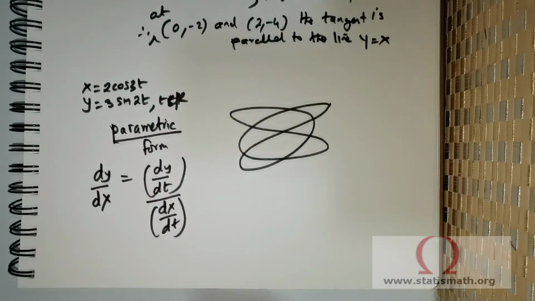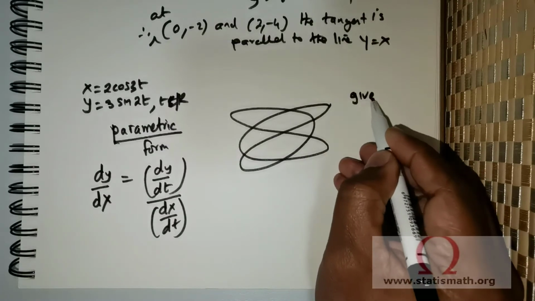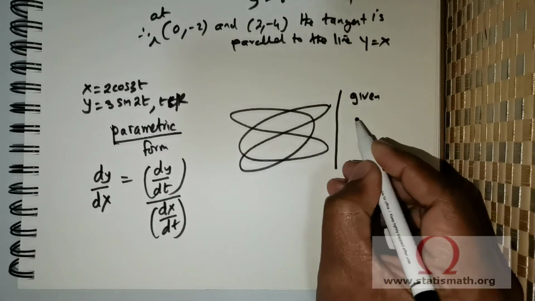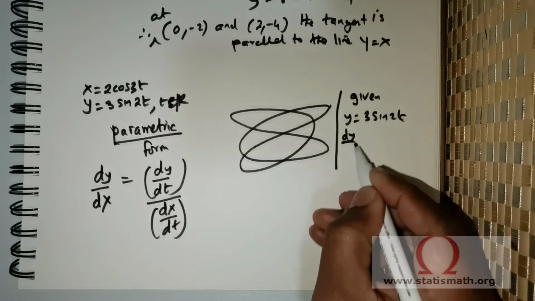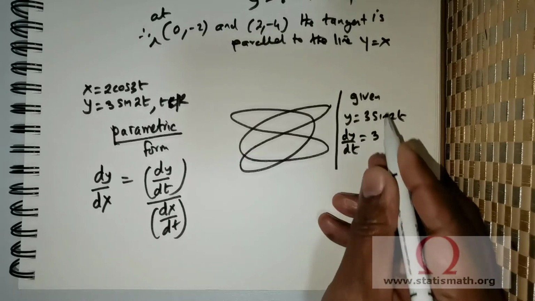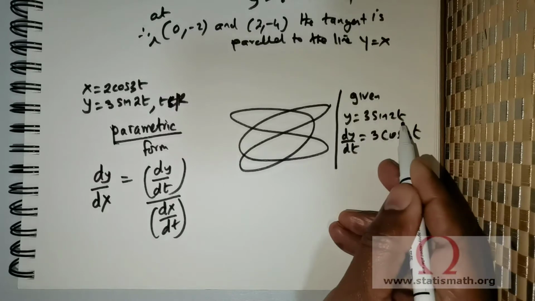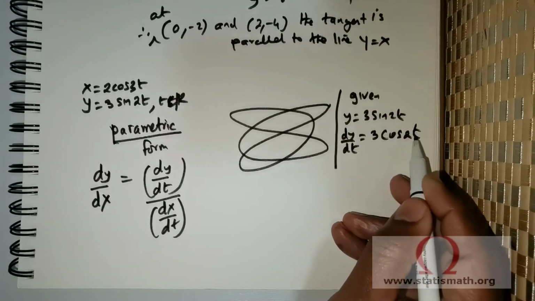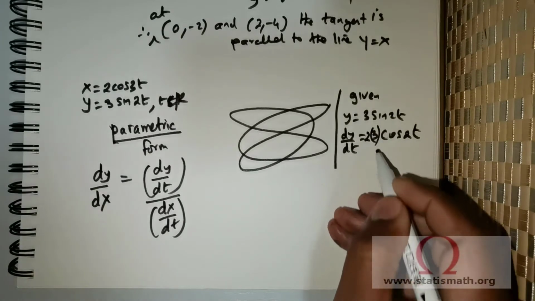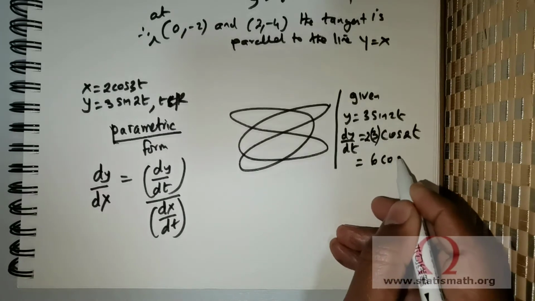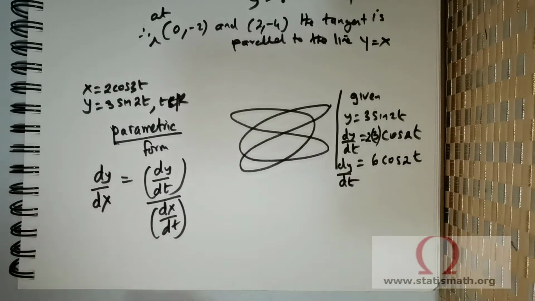So having obtained that, first let us find what is dy over dt. We are given that y is equal to 3 times sin 2t. So dy over dt is equal to 3 times the differential of sin, which is going to be cos 2t, and the coefficient of t is 2. So you have to differentiate that component. That would mean you will have a 2 there. So that's going to be 6 times cos 2t. This is my dy over dt.